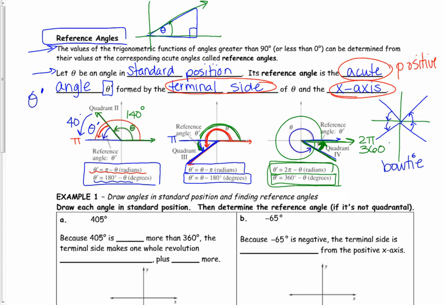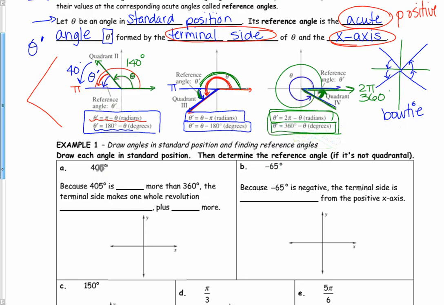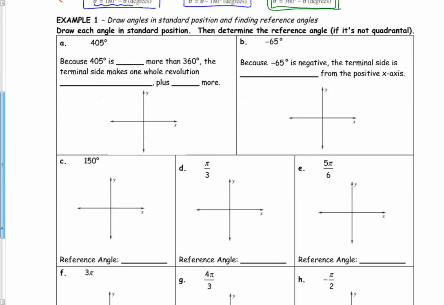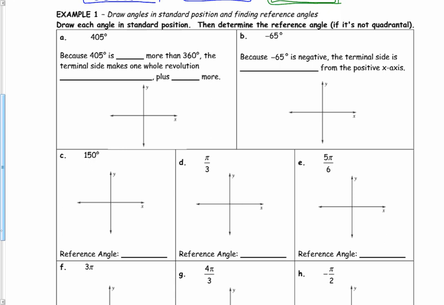Okay, so we've got all these definitions right here, and we can look at that, but let's look into a practical situation with some of the examples down here below. So I'll scroll down here a little bit. All right, it asks you for each one to draw each angle in standard position and then determine the reference angle if it's not a quadrantal angle, because if we land on an axis, we can't be acute, right? All right, so let's start with 405.